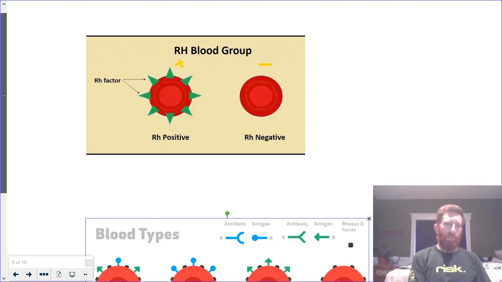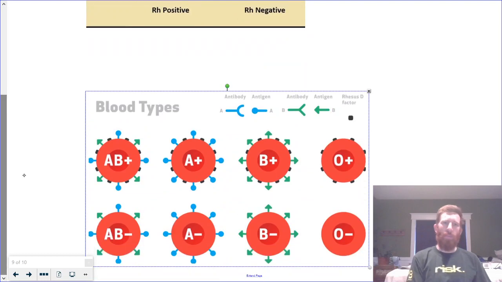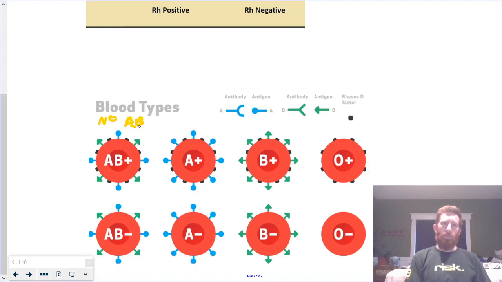You don't have the antigen, the cell surface protein, right? So if we put that together with our A, B, and O blood types, you'll notice that if a person is AB positive, they have all of the cell surface proteins, and so they're going to make no antibodies, right? Because if they did, then the antibodies are attached to self, and that would be bad, right?